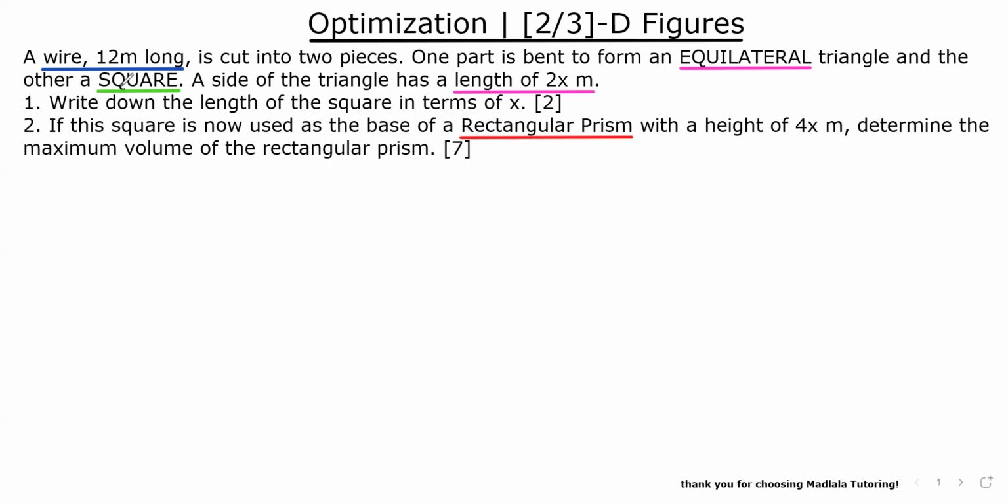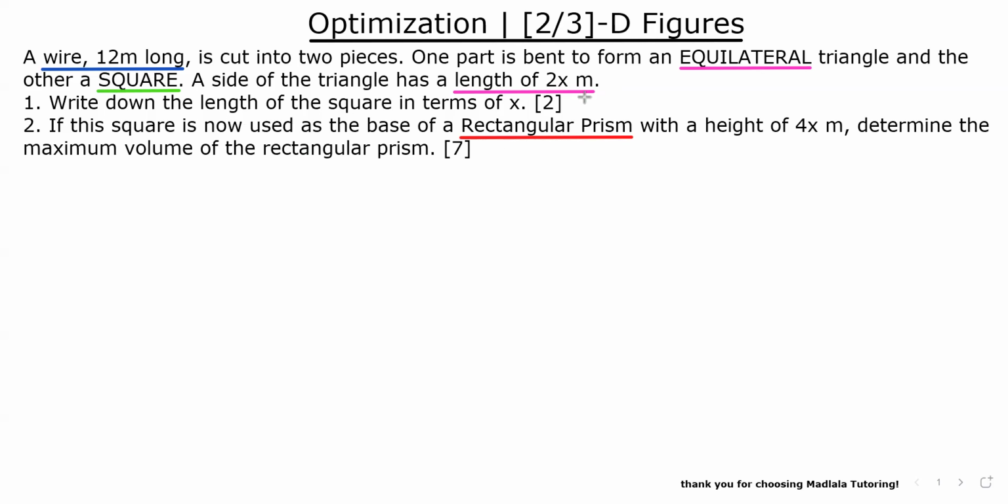So in this case, they say to us we have a wire which is 12 meters long, and this wire is cut into two pieces. So we are given the total length of the wire, which is fine. Now they say one part is bent to form an equilateral triangle, and the other part is bent to form a square. They say a side of the triangle has a length of 2x meters.